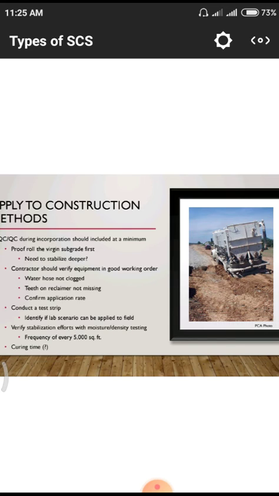And conduct a test strip, that means before doing this soil stabilization, first of all we have to go for a small load, that means running on the soil. If it is good, automatically we go ahead with the materials, otherwise the total cement will be wasted. Why? Because the cement is associated with the content of water, it will be thickened after 30 minutes.